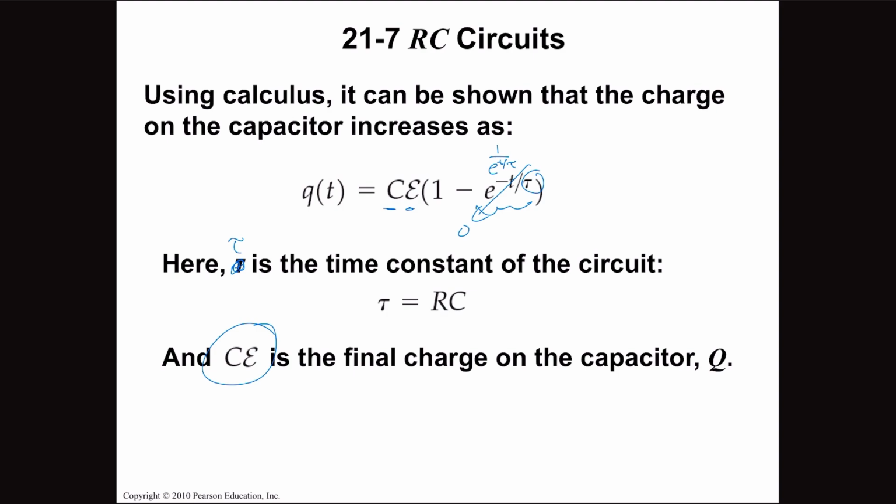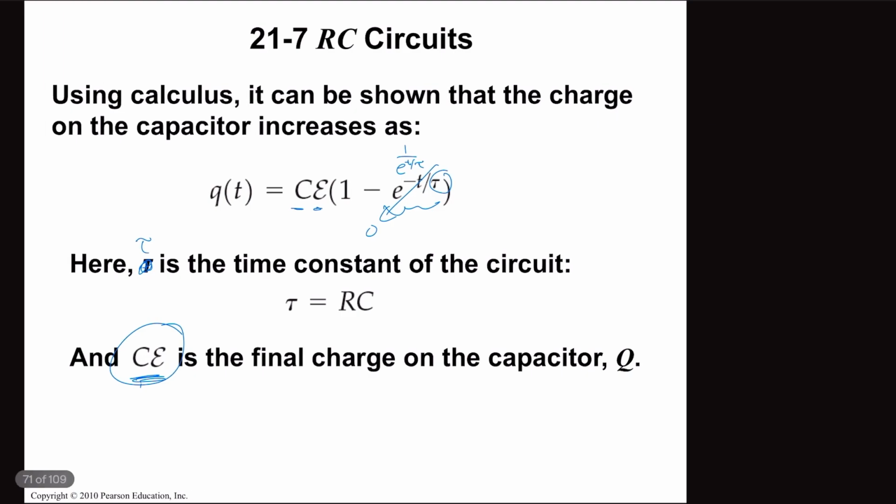Now, if you know anything about exponential equations, they actually asymptote. They never actually get to there. We get pretty close, pretty much for practical purposes, the current stops, but mathematically speaking, we just keep getting closer and closer to the final total charge without ever getting completely there.